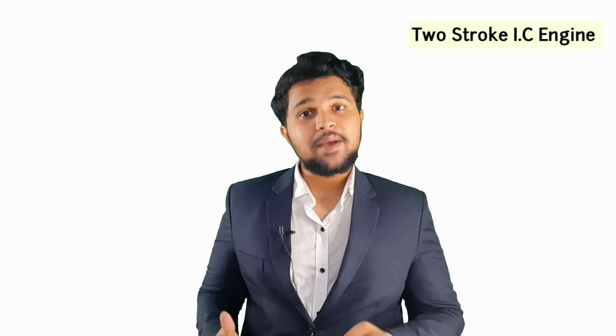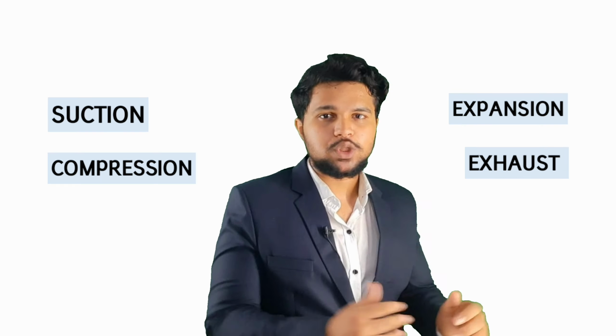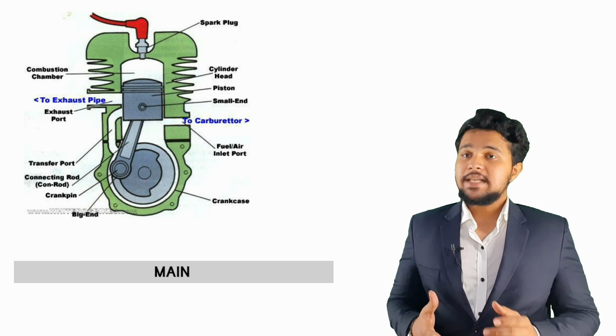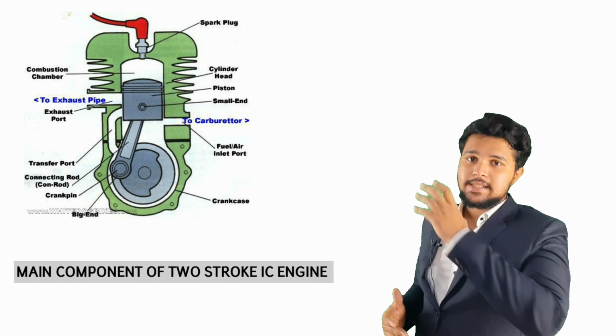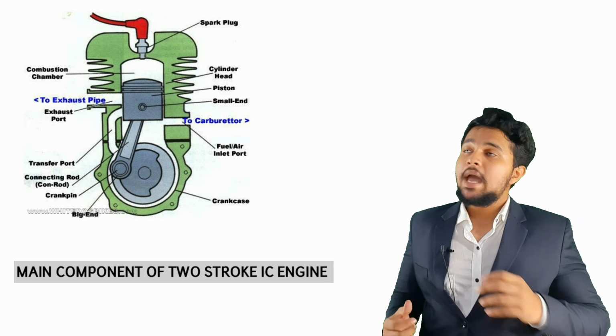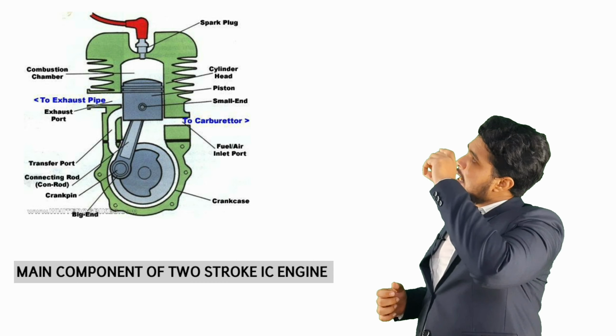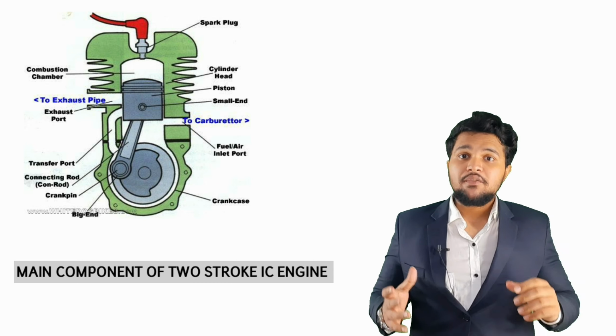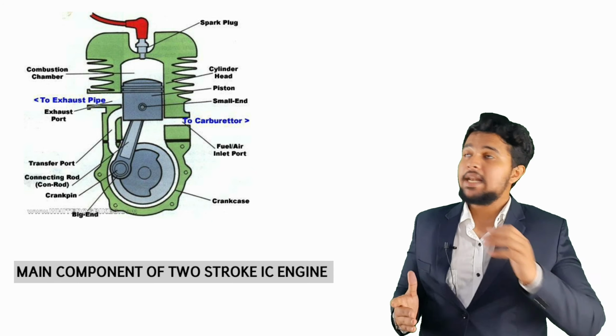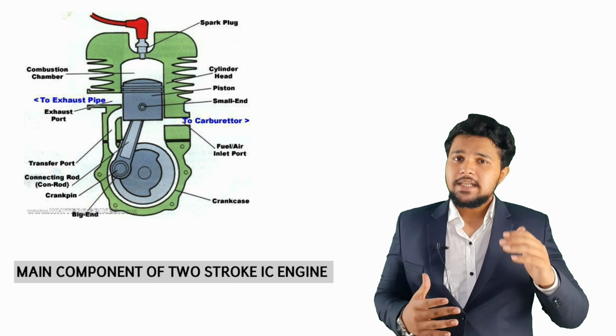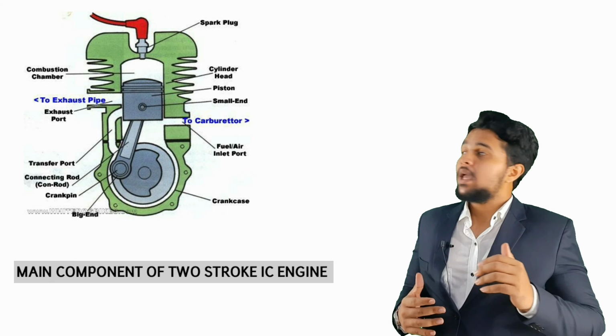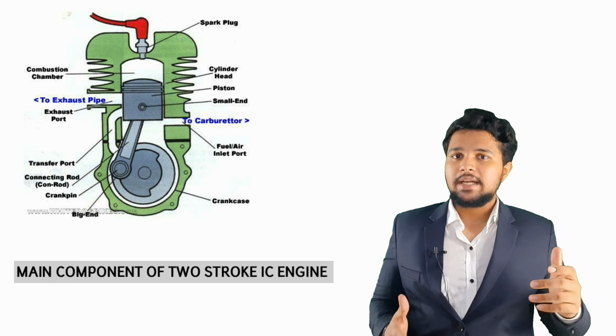Two-stroke IC engine. The working of a two-stroke IC engine is the same as a four-stroke IC engine, but the difference is that all four stages, that is suction, compression, expansion and exhaust, are done in two strokes, that is upstroke and downstroke. As we can see in the construction, there is a crankcase in which the air-fuel mixture is stored, and there is a transfer port which connects the crankcase to the cylinder. And instead of inlet and exhaust valves, here inlet and exhaust ports are there. There is a deflector mounted on the piston, and a spark plug is used to ignite the fuel.